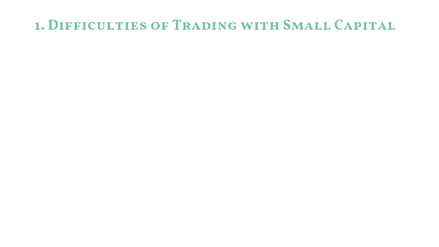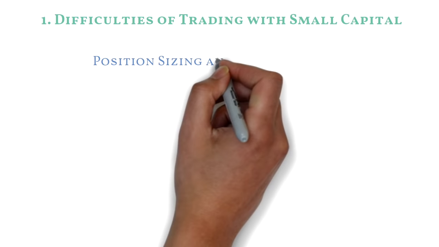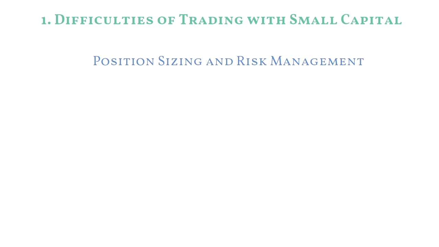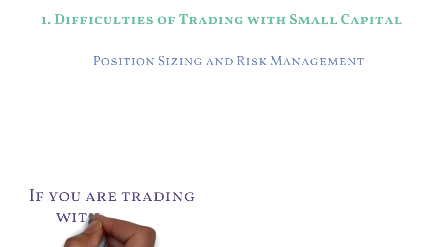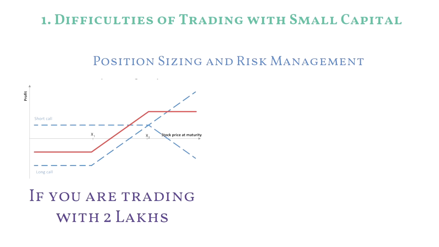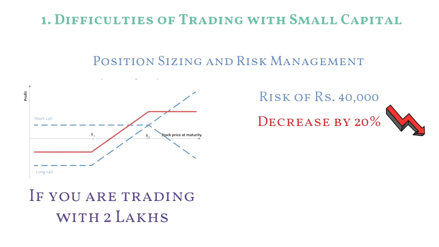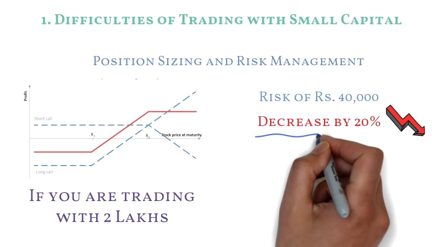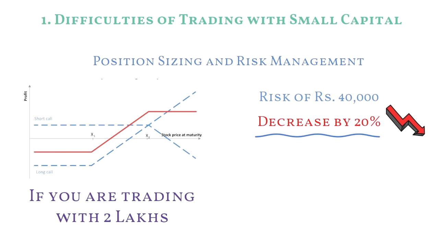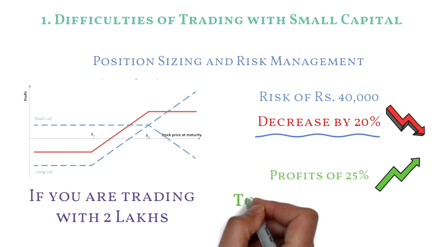One important point to consider here is that, unlike the large players, you have to restrict your position sizing and risk management. For example, if your trading capital is rupees 2 lakhs and there is some options strategy that needs you to take rupees 40,000 of risk, this means that it can decrease your capital by 20%, if the maximum loss potential is hit. And we all understand that if your capital goes down by 20%, then you need to make profits of 25% just to come back to your base level itself.